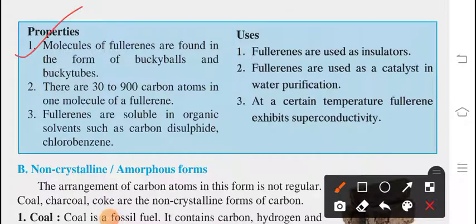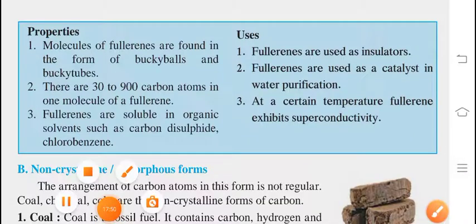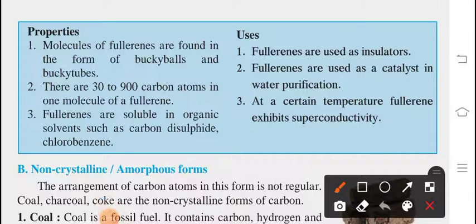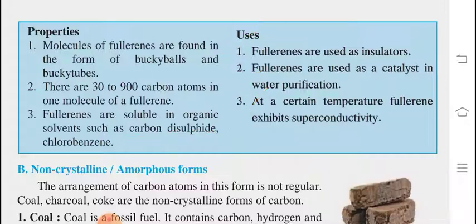Properties. Molecules of fullerenes are found in the form of buckyballs and buckytubes. There are 30 to 900 carbon atoms in one molecule of fullerene. Fullerenes are soluble in organic solvents such as carbon disulfide and chlorobenzene. And its uses: fullerenes are used as insulators. Fullerenes are used as catalysts in water purification. At a certain temperature, fullerenes exhibit superconductivity.